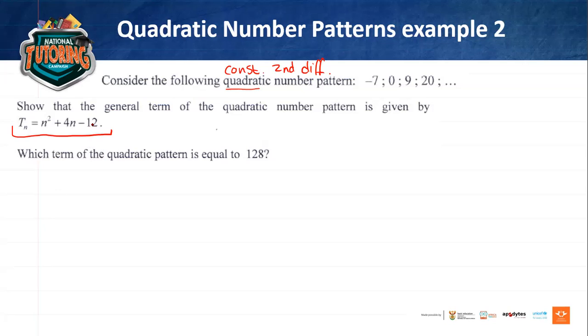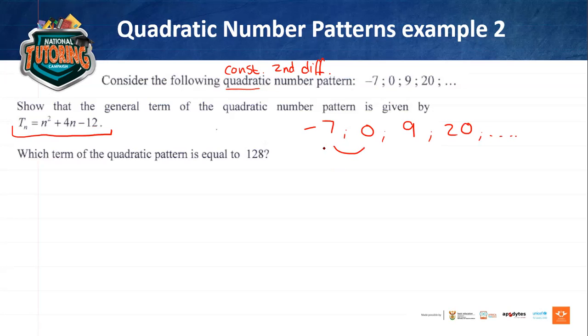You are going to determine this by yourself from scratch. So ignore it, forget about it, just use it to check your answer at the end. So our first step is to figure out our table of differences, our difference table. So I'm going to write out our pattern again, -7, 0, 9, 20, and it continues.